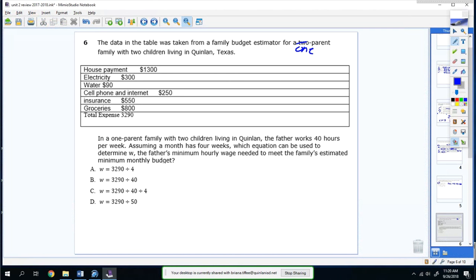And 1-parent family, the father works 40 hours per week, assuming a month has 4 weeks, which equation can be used to determine W, the father's minimum hourly wage? So what we've done in the past, we have taken the 40 hours times 4 to get 160. We know the father works 160 hours, and then usually we divide his monthly budget of $3,290 by 160 to figure out his minimum hourly wage. But this time it's actually asking for an equation. The correct equation would be C, because it's taking the 3,290, dividing by 40, then by 4. Use order of operations. When you divide by 40 and then divide by 4, it's the same thing as dividing by 160.